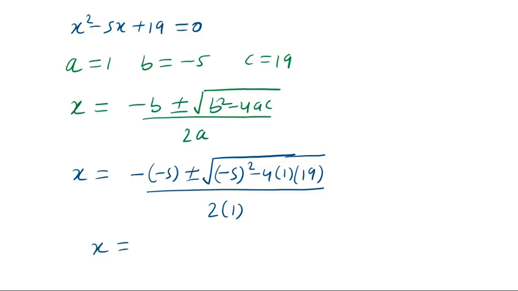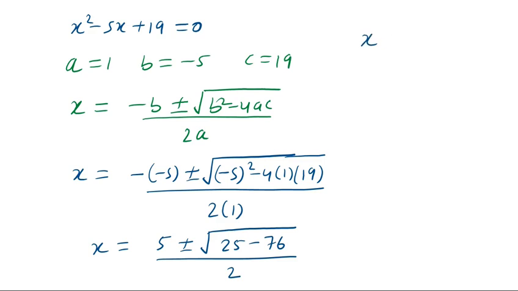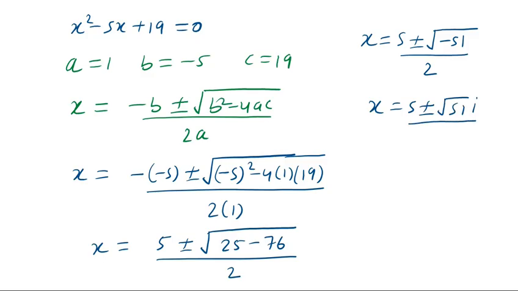Then x is equal to minus times minus 5, which is 5, plus minus square root of minus 5 square is 25, minus 4 times 19 is 76, and divide by 2. Then the value of x is equal to 5 plus minus square root of 25 minus 76. This is equal to minus 51, and divide by 2. Now x is equal to 5 plus minus square root of minus 51, which is the same as square root of 51 times iota, over 2.